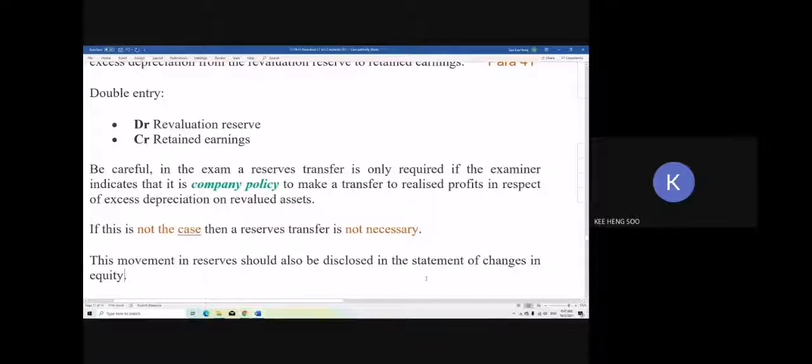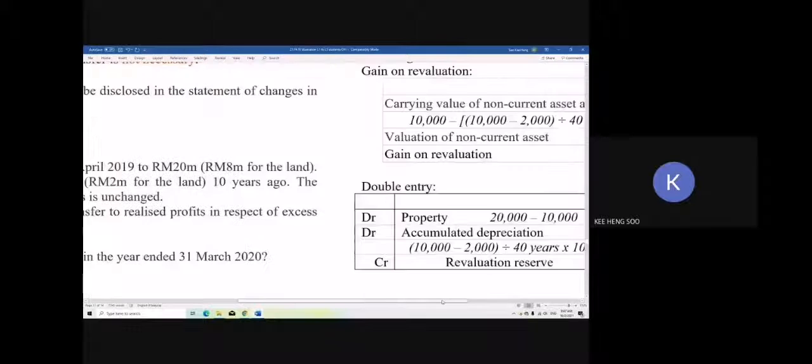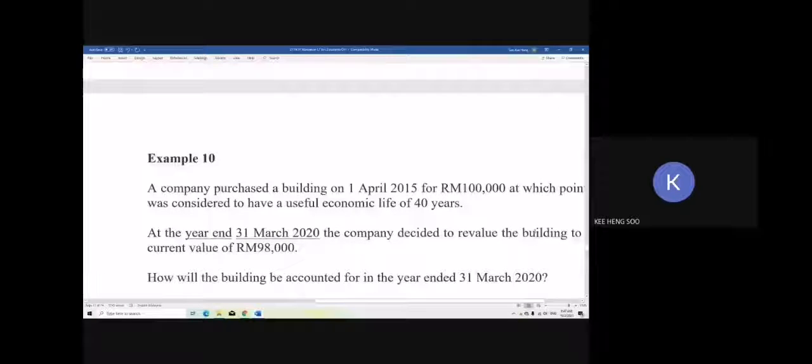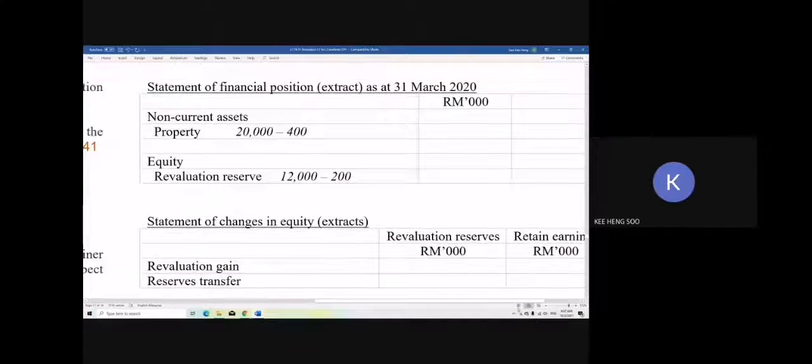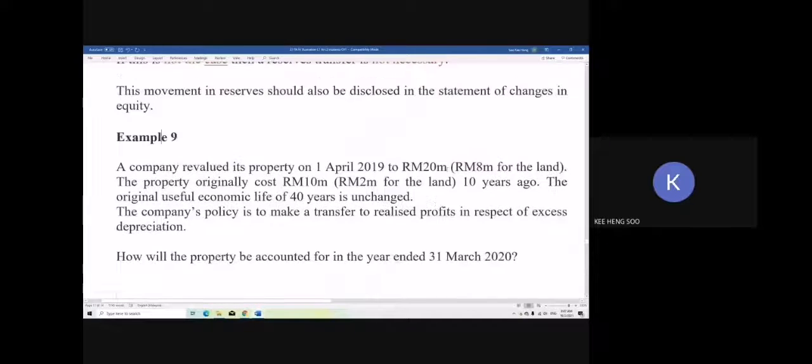So example number 9, I hope you will work it out yourself. I leave this one empty. You have this 20 million, bear in mind: 10 million for the land. That means there's another 12 million for the building.